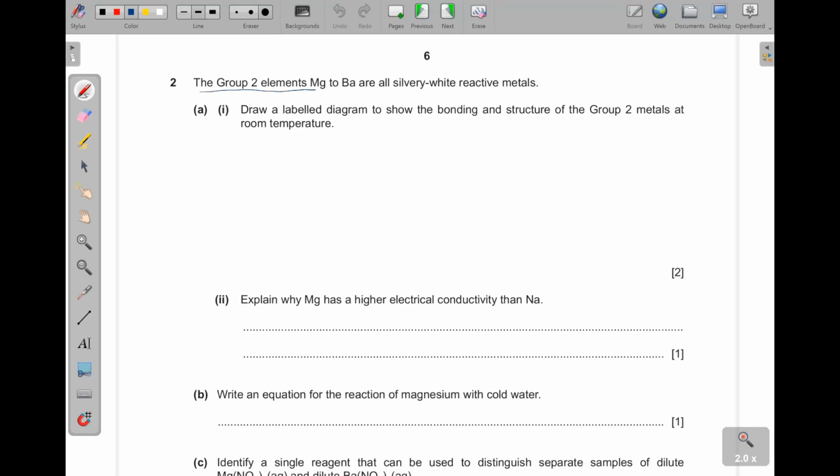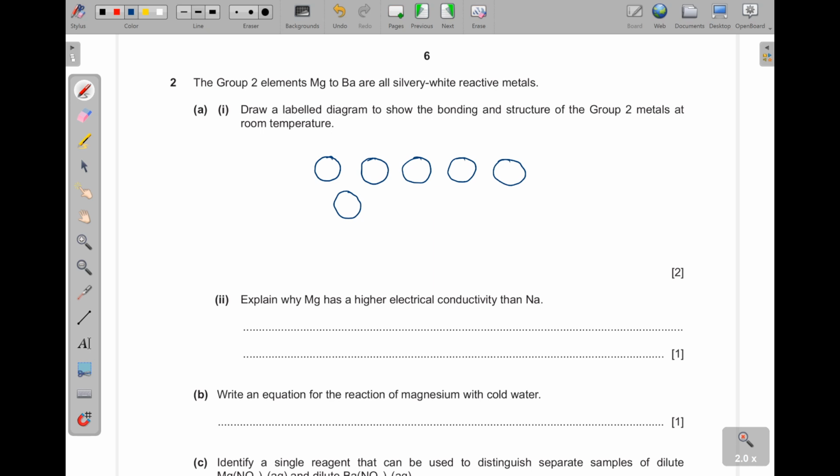Question 2. The group 2 elements, magnesium to barium, are all silver-white reactive metals. Part A, Roman 1: draw a labelled diagram to show the bonding and structure of group 2 metals at room temperature. For metals, we see a lattice of positive metal ions in a sea of delocalized electrons. Electrons are delocalized, they are free to move, and we say it is a lattice because there is an attraction, there is a regular pattern, okay?